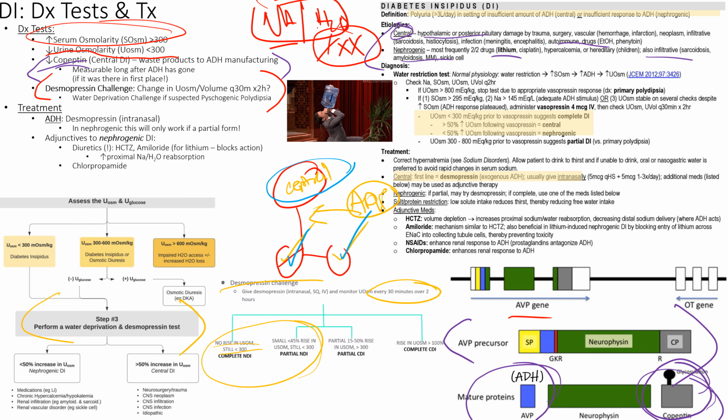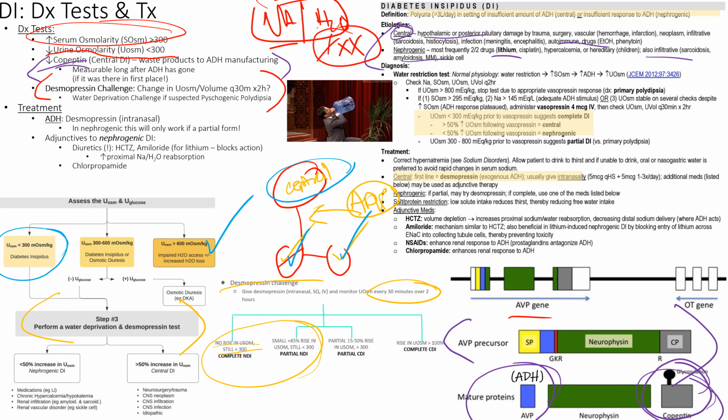But if I give desmopressin and there's still a urine osm that is extremely low, right? That means I have very, very dilute urine still after I give ADH. That means my kidneys aren't responding to ADH, because if they responded to ADH, I would have had a very, very concentrated urine. So that's what the desmopressin challenge does.